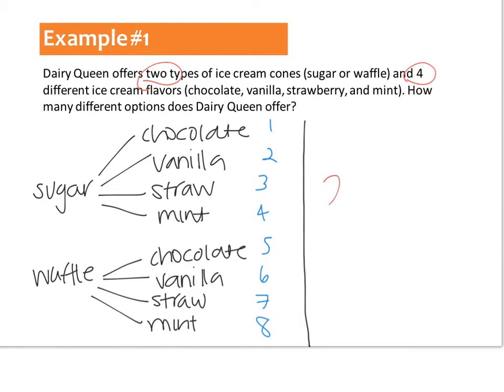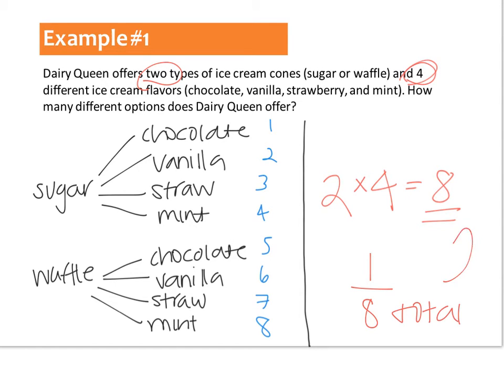So I have 2 options for cones, I have 4 options for ice cream, and when I multiply those 2, I have a total of 8 options, right? So that means that if I want the probability of getting a sugar chocolate cone, the probability would be 1 out of 8 total options that I calculated right here. So my new denominator is not going to be 4 ice cream flavors or 2 types of cones. It's going to be a total of 8, okay?